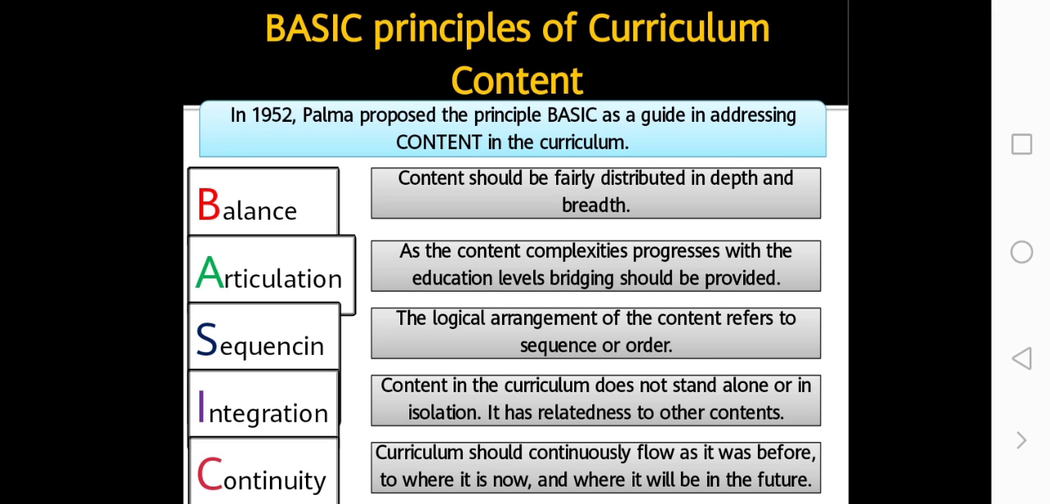Balance. Content should be fairly distributed in depth and breadth. This will guarantee that significant content is covered.